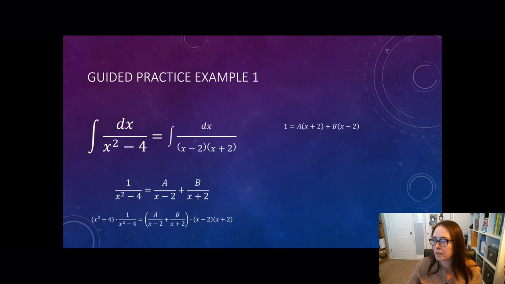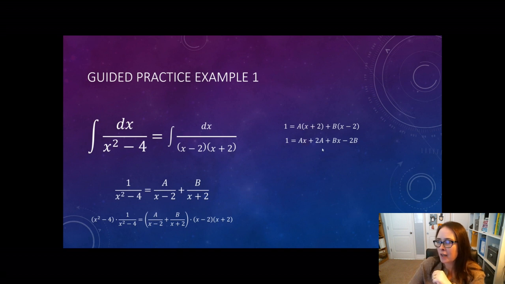So I end up with 1 equals a times x plus 2 plus b times x minus 3. Okay, so the part that didn't cancel with the bottom gets multiplied by the constant on top. Remember our ultimate goal here is to solve for a and b. And so what I'm going to do is distribute to simplify everything on the right, and then I'm going to start collecting like terms.